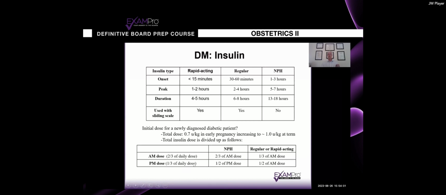The only exception is the PM dose is 1/2 long-acting and 1/2 short-acting. And that also has to do with sort of covering that evening snack and moderating overnight hypoglycemia. But that's a fairly easy way to remember, just 2/3, 1/3 here, 2/3, 1/3 right across there.